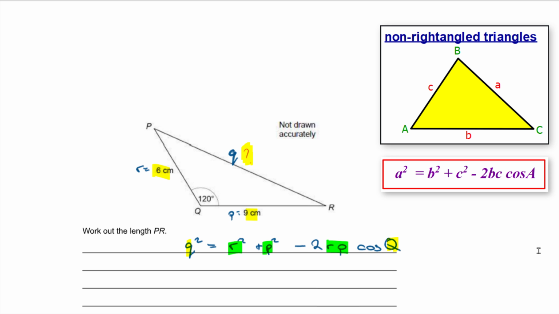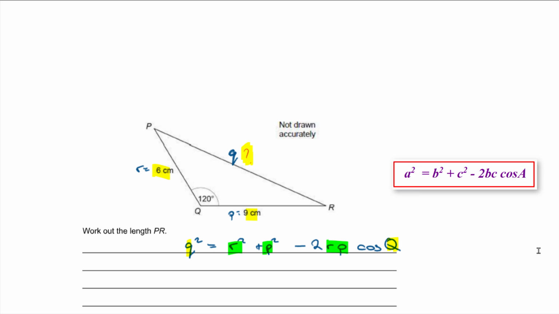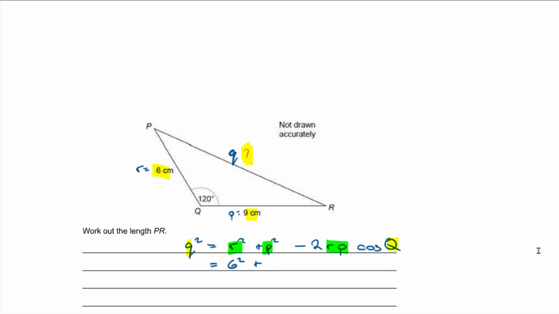So then I can reformulate it pretty easily for whatever 3 letters I've been given, okay? Now, as I say, if you struggle to do that, then you can just relabel your diagram with A, B, and C, and then just use the form that they give you. Okay, but I prefer to just reformulate into the triangle that I've got. Then I can substitute in, so R is 6, so that's 6 squared plus P squared, which is 9 squared, minus 2 lots of 6, lots of 9, cos Q, which is 120. Okay, right, so what's that then?